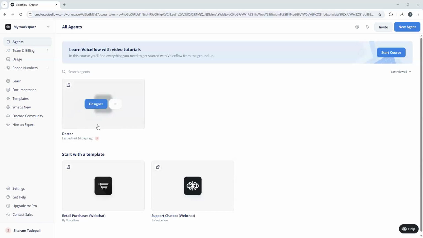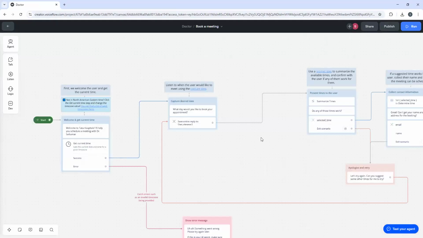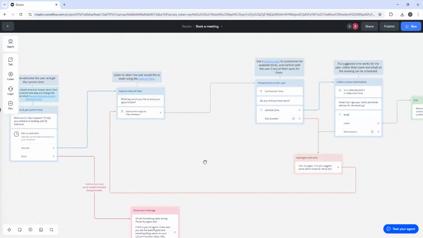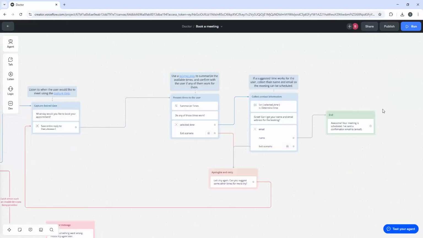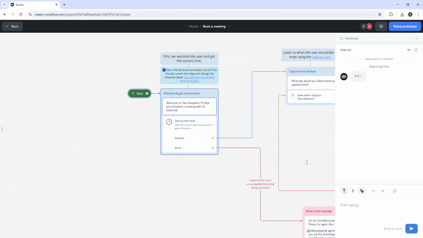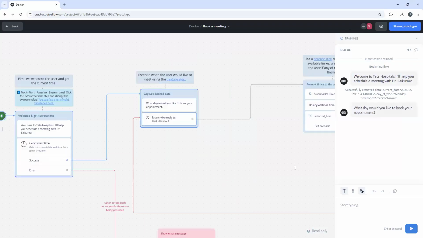You should see creator.voiceflow.com, something like that, and then you see a designer window. Once I click on it, it opens up into a designer window, and you see that there is a workflow. It's a basic workflow of a chat application. What we're going to do is quickly run this chat application, test it, and see what it is doing. We will spend some good amount of time to understand what it is doing, but just let us go through this first.